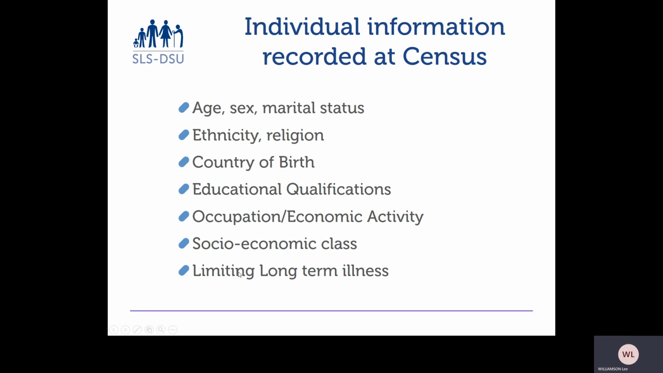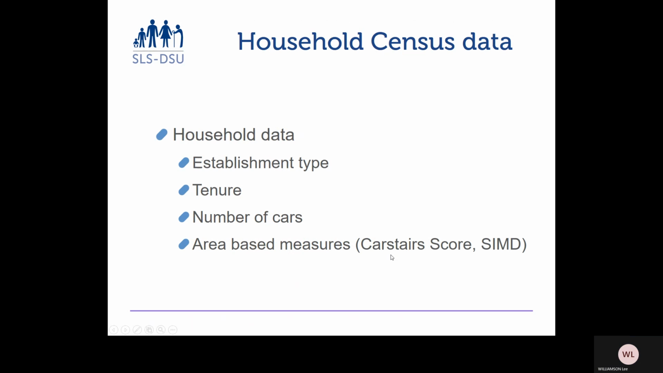As I said, some information is derived. There's no information on income. And we do have some household level information, tenure, number of cars, and we have linked area level information.